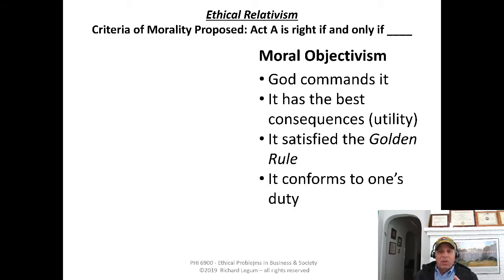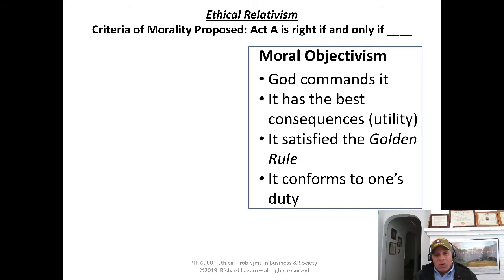And all of these are versions of moral objectivism. That is, whether the thing's right or wrong doesn't depend on what people believe. Rather, it depends on whether God commands it. It depends on whether it has the best consequences. It depends if it's satisfying the golden rule. It depends if it conforms to someone's duties, and one's duties could be based on natural rights or some other formula. Okay, but those are moral objectivists.